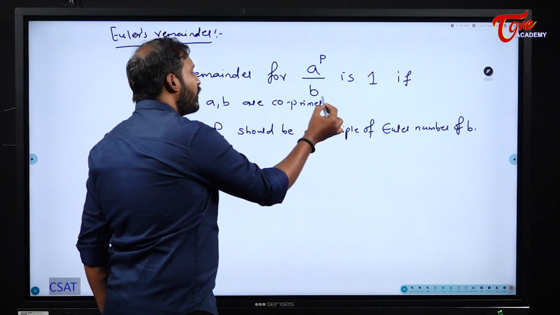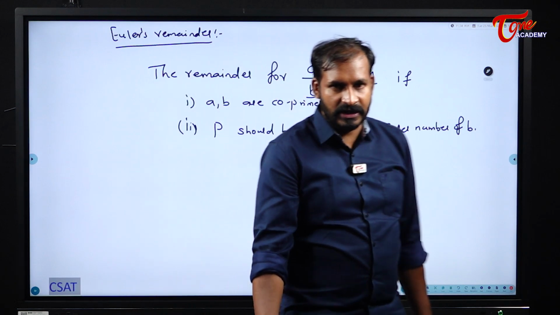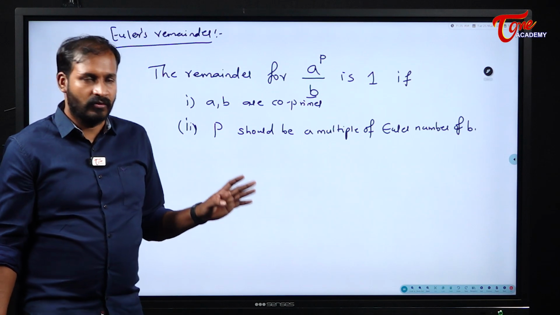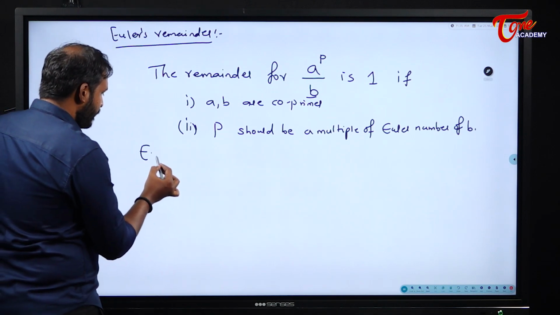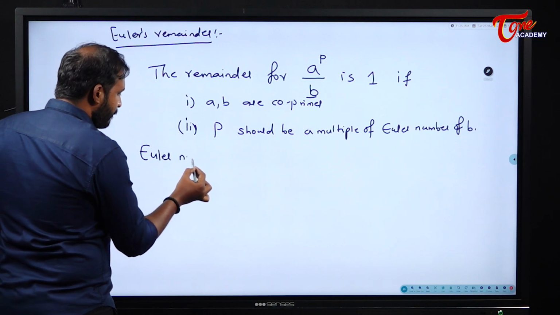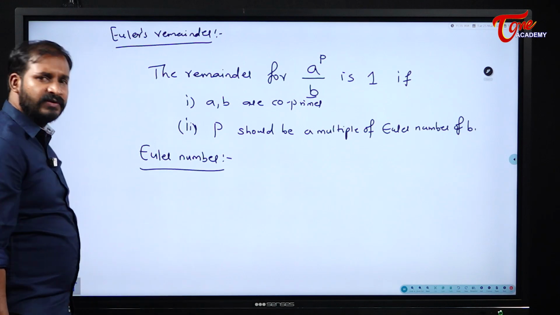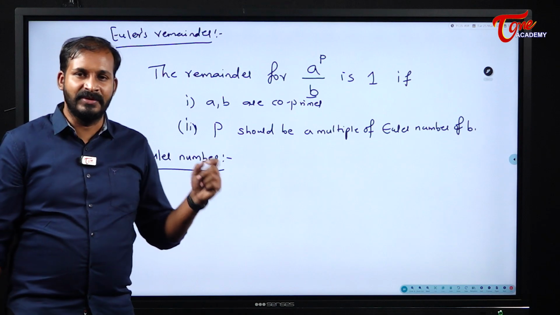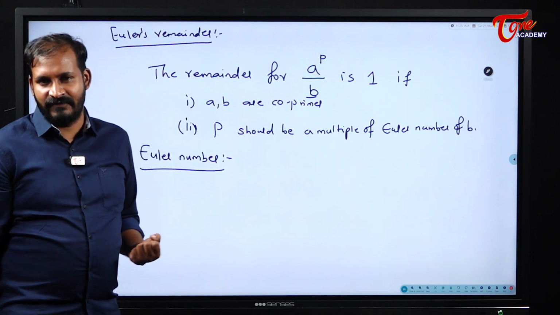Now the most important thing is, what is this Euler number? If you understand this Euler number, then Euler's theorem is done. The only thing is how we find this Euler number. With an example, we will try to learn it, students. Why? Because with the statement alone, we may not understand exactly. After writing the example, we will write the statement.